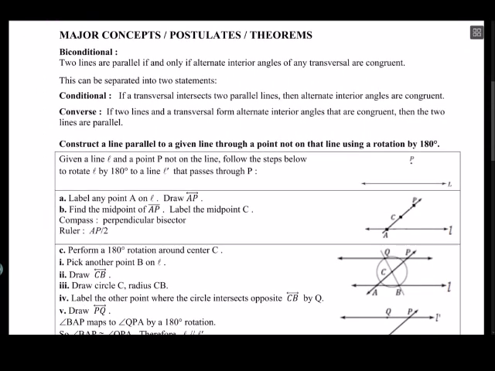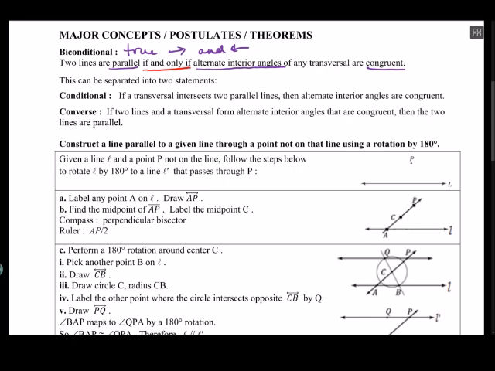The major concepts in this lesson are ones that we've already seen. Two lines are parallel if and only if alternate interior angles are congruent. Now this is a new way of writing for us. This is called a biconditional, and a biconditional is true forward and backward.